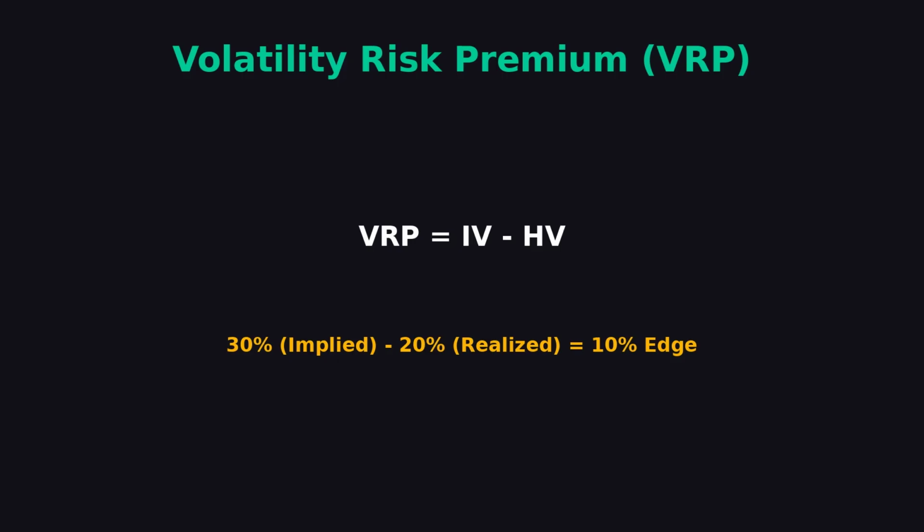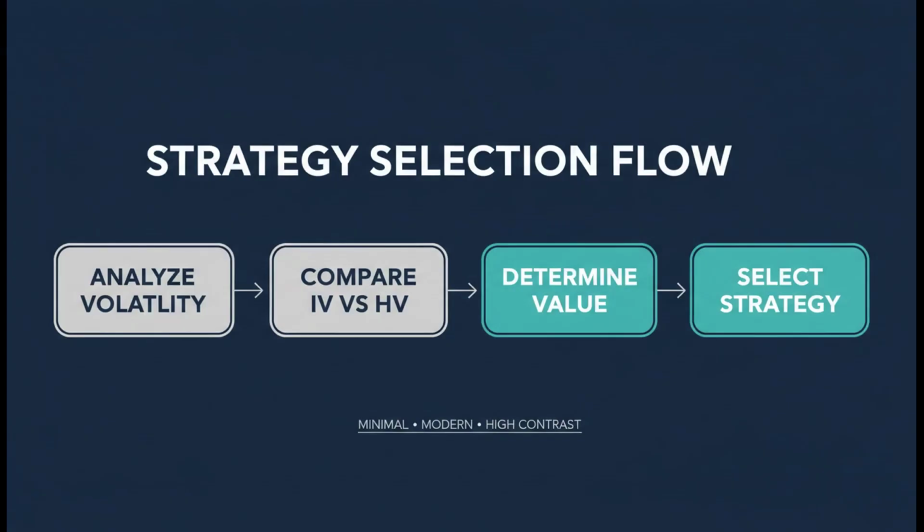We refer to this difference as the Volatility Risk Premium, and it is the foundational edge for strategies like Iron Condors. Ultimately, your strategy selection should align with this relationship.